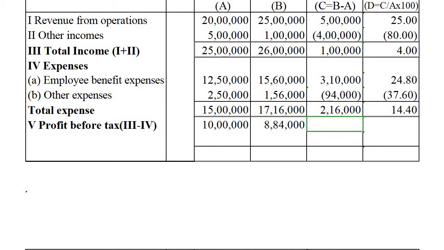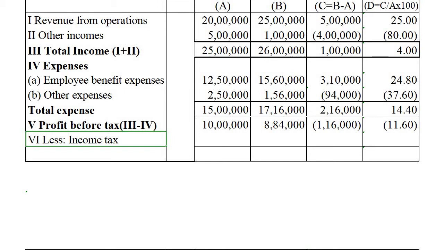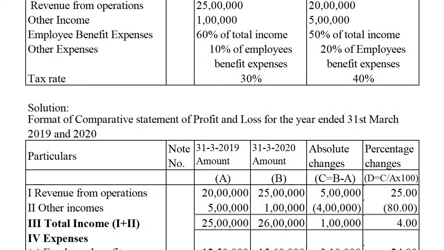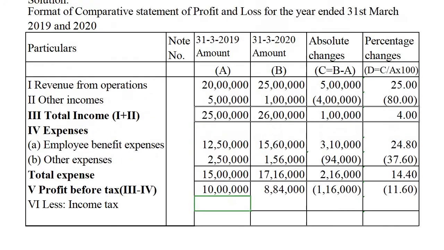So here there is a decrease in profit, a decrease of 1,16,000. That amount can be in brackets. And there is a decrease of 11.6% in profit between these 2 years. So we have analyzed and found that 11.6% is the decrease in profit before tax. The income tax rate is given for previous year and current year: previous year 40% and current year 30%.